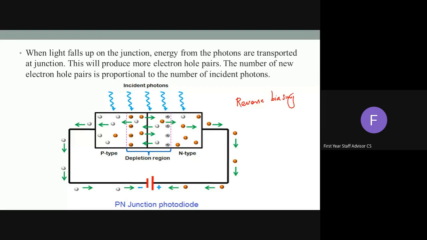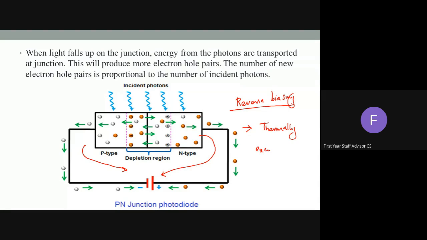Reverse biasing means connecting the P side of the PN junction diode to the negative terminal and the N side to the positive terminal. So what happens? The holes, majority carriers in the P side, will get attracted to the negative terminal, and the electrons, which are majority carriers in the N side, will get attracted to the positive terminal. So due to this, the width of the depletion region will increase, and there will be thermally excited electron hole pairs.